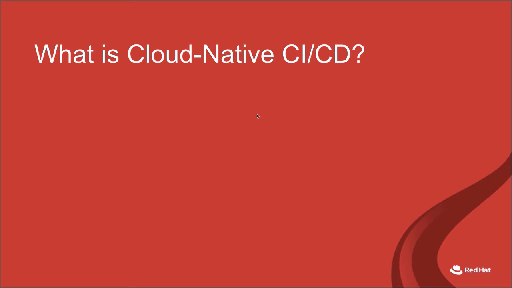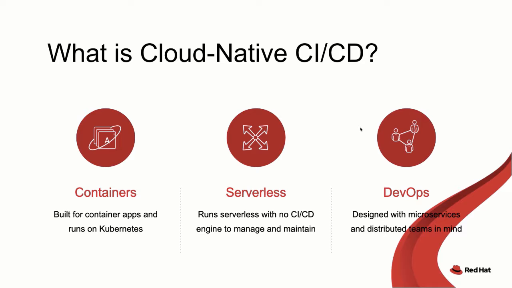So now that we've established what we mean by CI/CD, let's talk about cloud-native CI/CD. Cloud-native is such an overloaded term, so let's talk about what we mean in this context. There's 3 items here: containers, serverless, and DevOps, and we'll talk about what we mean with each of those. For containers, it means that cloud-native CI/CD supports applications that run in containers and that are orchestrated by Kubernetes.